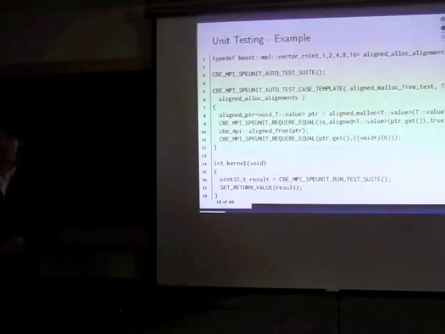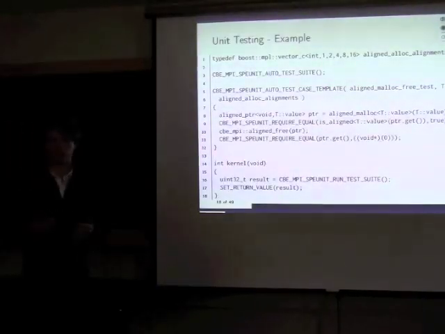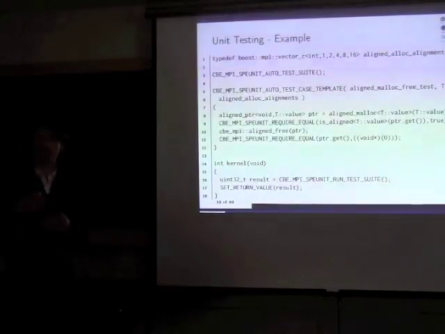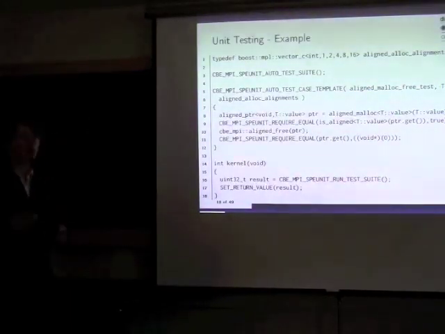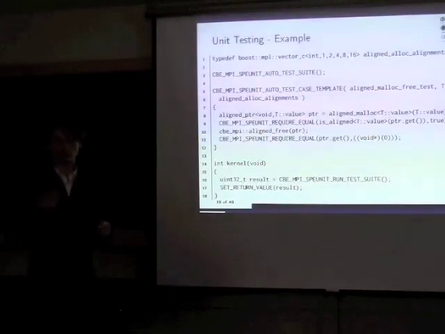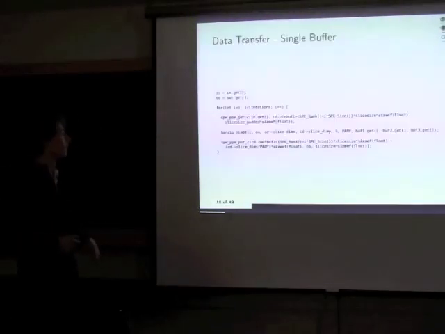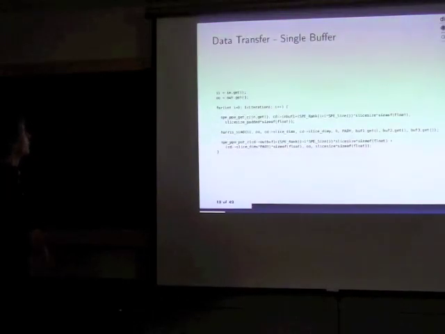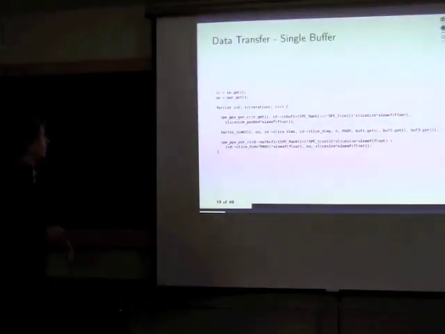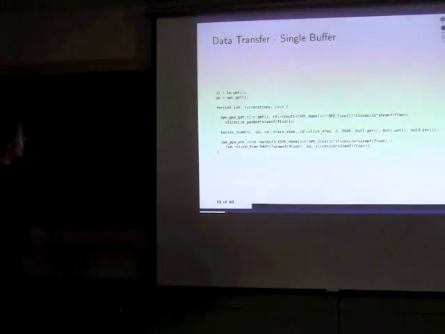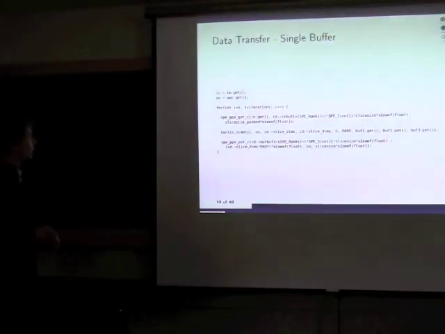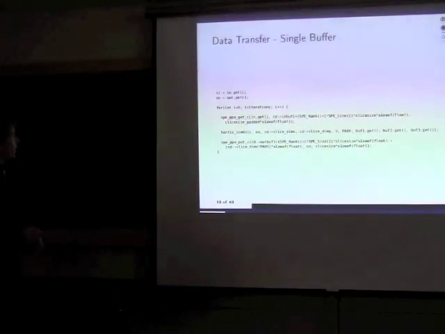Now I said before that what you want to do is always transfer the data you compute on to the SPUs, run your code, and save the result back to the main memory. This could look like this. I don't know if you can read that in the back, I hope. So we iterate over some data in a for loop. We load the data using the function get into some buffer we allocated.